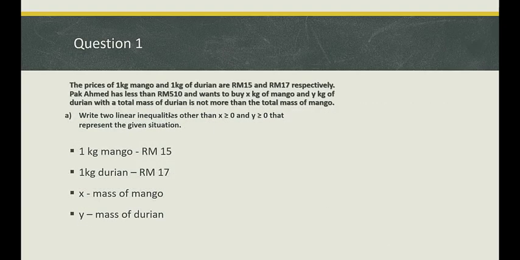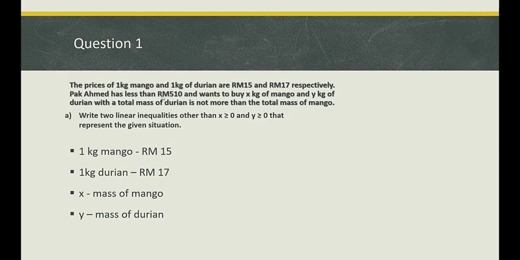So we're going to solve the first question first. When you read through the words one by one, we know that the price of 1 kg of mango is 15 ringgit and 1 kg of durian is 17 ringgit, as shown in the first sentence. The word respectively indicates that 1 kg of mango has the first price, 15 ringgit, and 1 kg of durian has the second price, 17 ringgit.